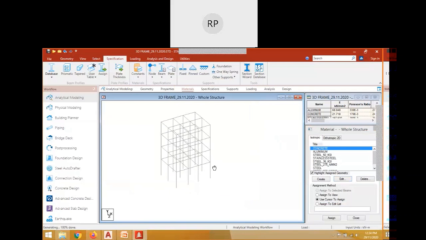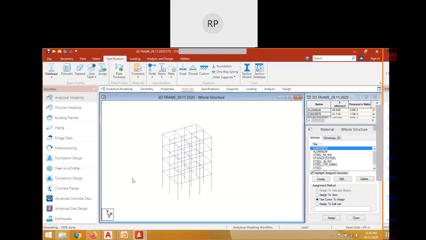Anyway, now I will just keep this concrete as a material for this particular structure, and the strength of the concrete is considered as M30, which is 30,000 kilonewton per meter square, which is 30 Newton per mm square, right? So that is your concrete.